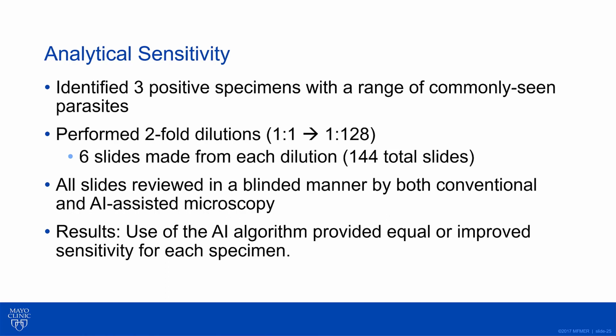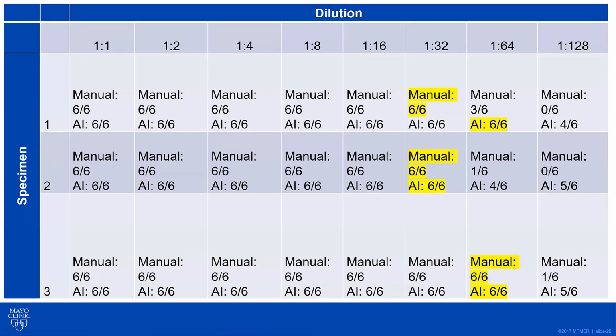And we were very pleased to see that the AI algorithm provided equal or improved sensitivity for each specimen. And this shows the actual results. You can see here, manual and AI, and we have where 6 out of 6 were detectable. That was our limit of detection for that dilution. So for this particular specimen, manual was able to detect parasites in 6 out of 6 slides at a dilution of 1 to 32, where AI was able to go to another dilution, 1 to 64.